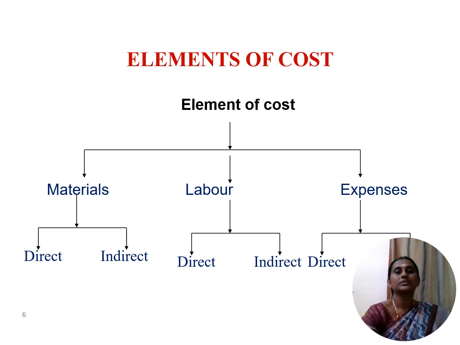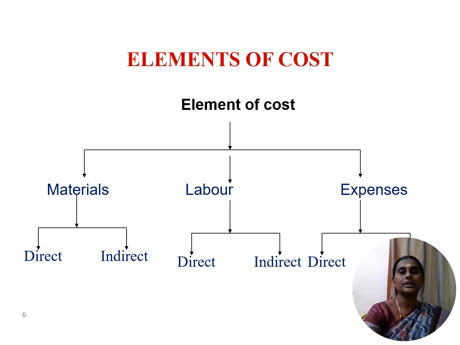Indirect material is material which cannot be easily identified in the product. For example, indirect material at factory level: lubricant oils, consumable stores, etc. At office level: printing and stationery, brooms, dusters, etc. At selling and distribution level: packing materials, printing and stationery, etc. And then next element is labor.